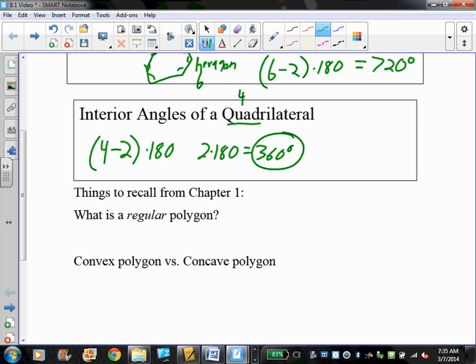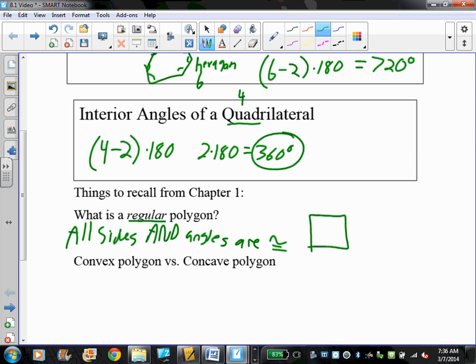A few things to remember about polygons that will come into play soon are the definition of a regular polygon. Regular just means that all sides and angles are congruent. For quadrilaterals, the square really is the only one that works this way. Squares are regular shapes because their angles are all 90 degrees and the sides are all congruent. That's what makes it a square. Equilateral triangles are also regular.